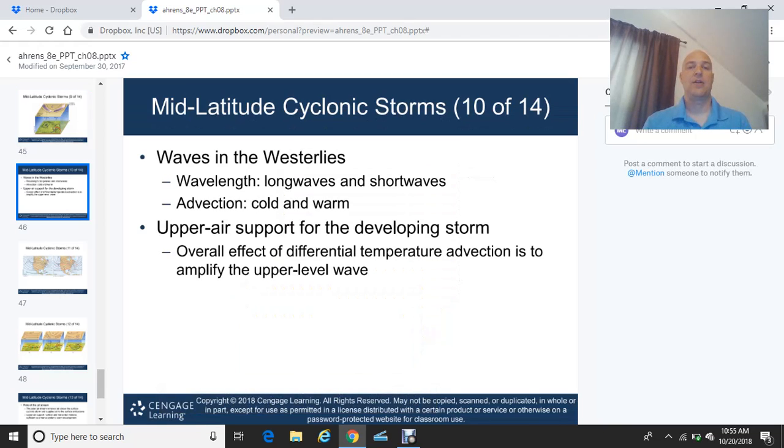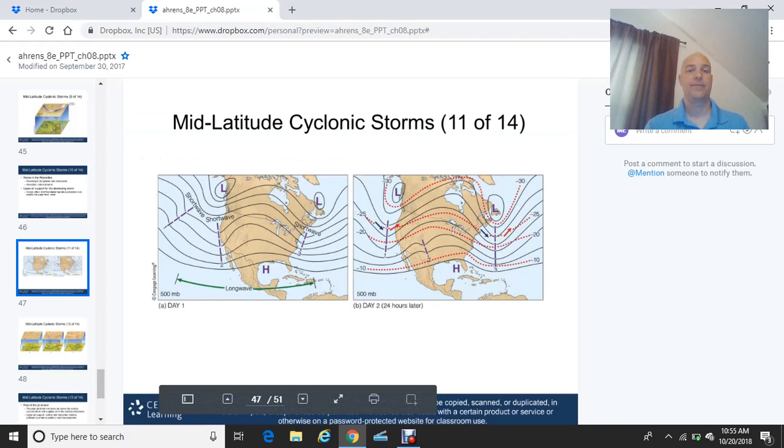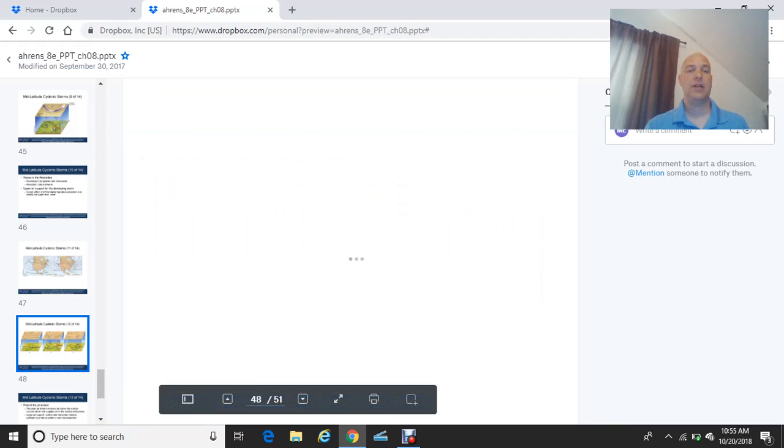Okay, all right. So you get these waves in the westerlies. Wavelength, you get these long waves and short waves. Long waves are typically at 300 millibars or 30,000 feet. And then short waves are typically about 18,000 feet, even down to 10,000 feet. These waves in the westerlies and the upper levels are your upper air support for developing storms. Okay. And then moving on.